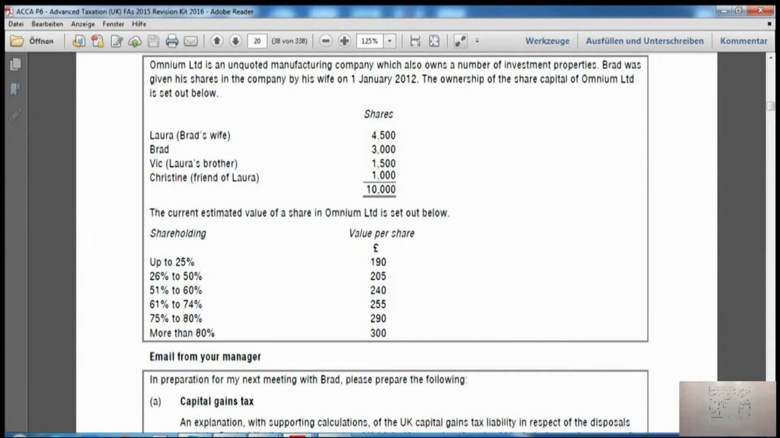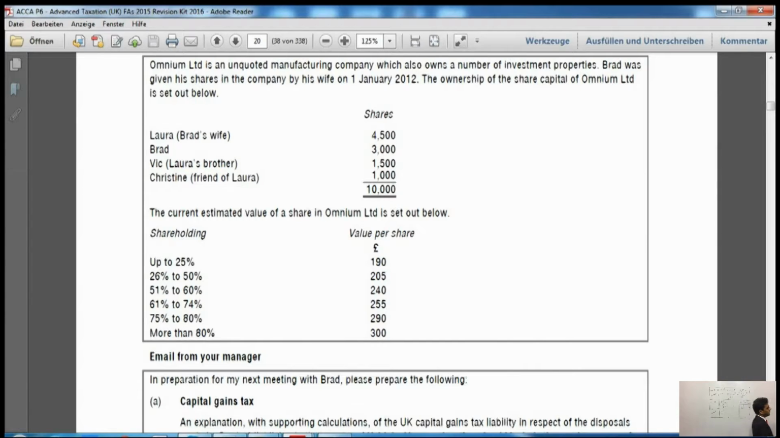What would be his share price? As you can see, it says 75 to 80% is 290. So now, considering related property, Brad's value is how much? Brad's value is 290 per share, as you can see on your screen, because he owns 75% shares, including related property. Now, including related property, his value is 290 per share, and excluding related property, his value was how much? 205. So we will have to consider both of them. Whichever results in higher diminution in value, we will consider that.